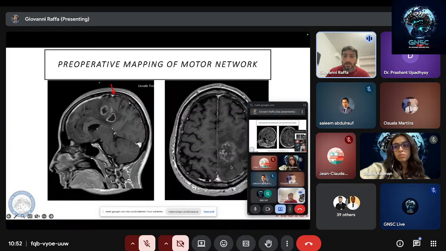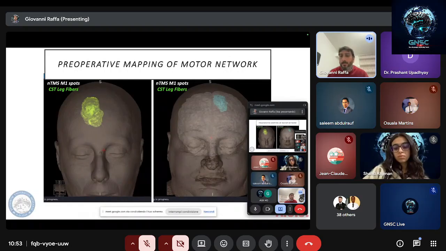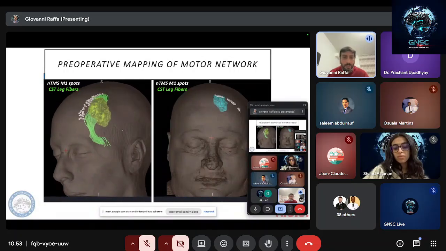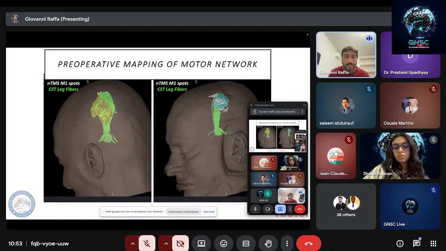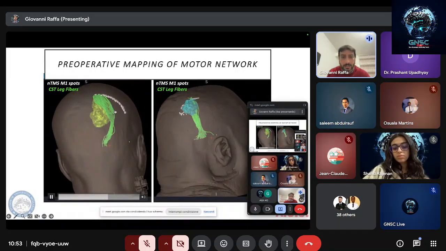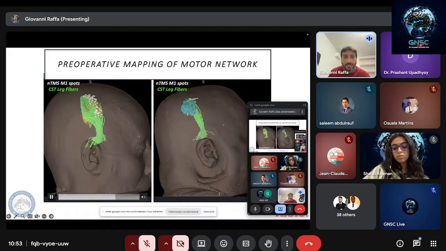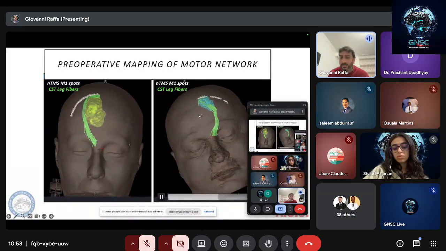This is another case, recurrent high-grade glioma. The lesion probably involves the motor cortex, so both lesions are motor eloquent, but when we perform the preoperative planning based on our NTMS mapping and DTI reconstruction of the entire motor network, you can see there is a huge difference between the two cases. In the first one, on the left, the lesion is dislocating the corticospinal tract, but is not infiltrating the corticospinal tract, while in the second case, the lesion is infiltrating the corticospinal tract.